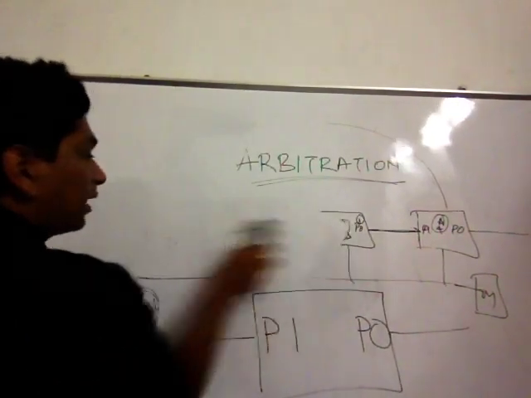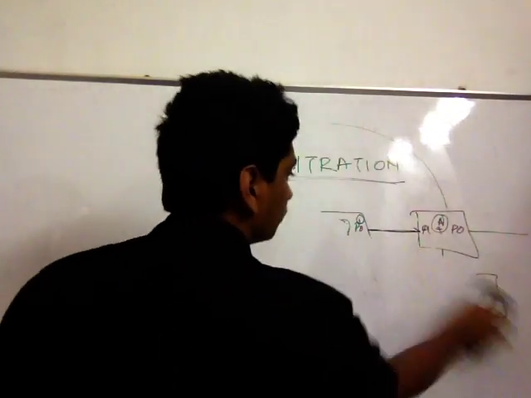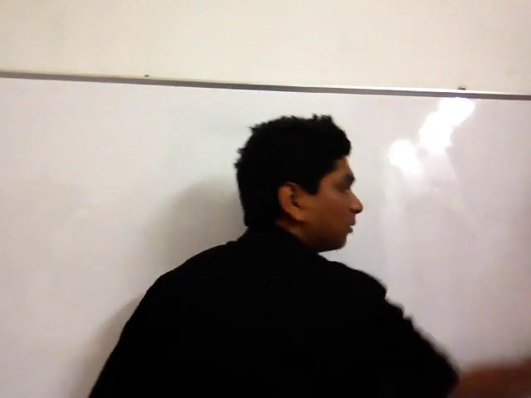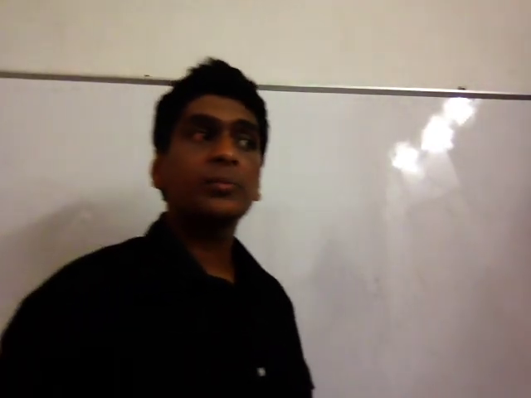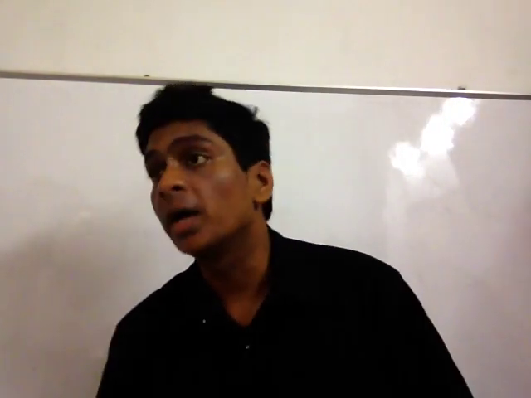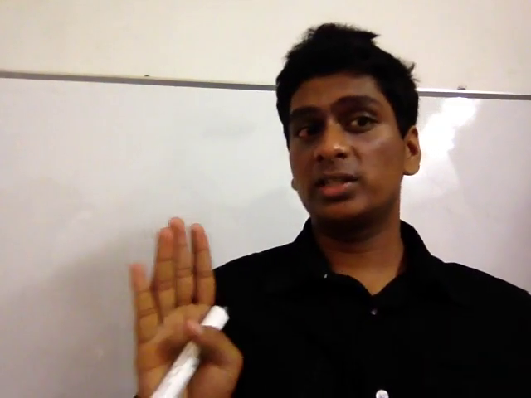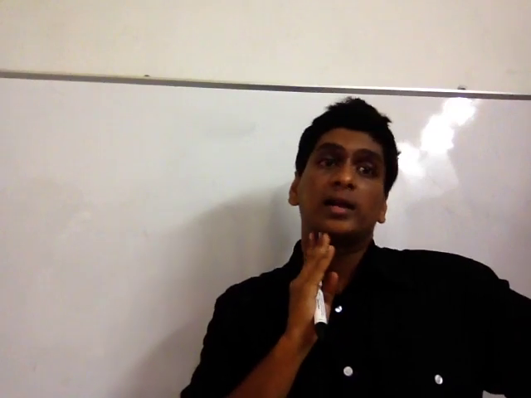Next comes parallel arbitration. How do you think it is different from the serial one? The serial one has a big disadvantage: once the control is moved on to the next processor, if it does not want control, then again it shifts, and again it shifts. See how much time you're wasting here. You're wasting time or not? Yes. So to overcome this, you have parallel arbitration.